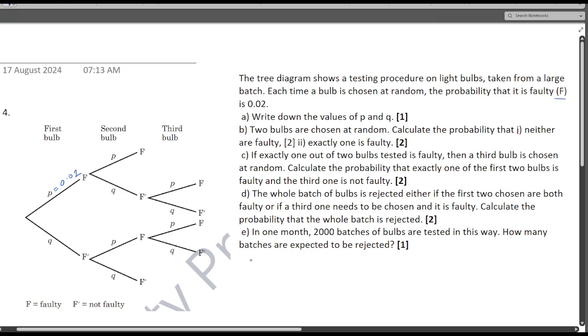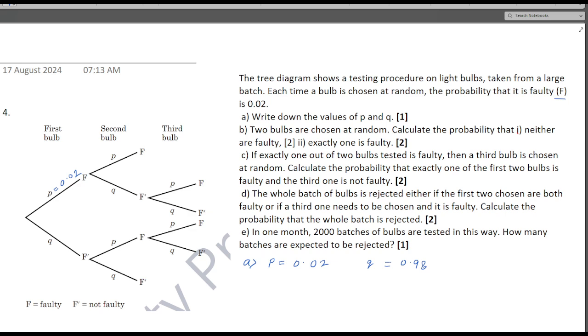Okay, so here for A, I will write P is equal to 0.02 and Q, which is the possibility that it is not faulty, is going to be 0.98. So 0.02 and 0.98 are the values of P and Q. Okay. Now the second question, two bulbs are chosen at random. Calculate the probability that neither are faulty.